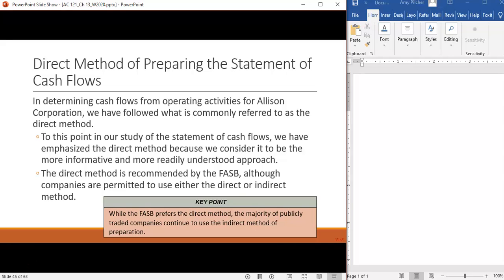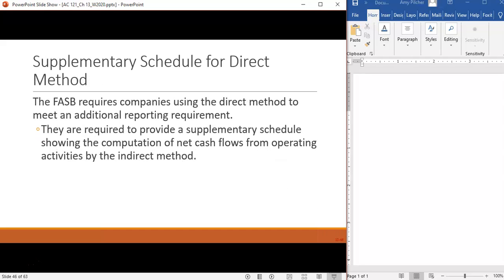That was the direct method for preparing the statement of cash flows. FASB and US GAAP allow companies to choose whether they want to use the direct or the indirect method. Government entities have to use the direct method. They don't get a choice, but publicly traded companies do. 90% of publicly traded companies use the indirect method and not the direct method. And we'll talk about how to do the indirect method in a little bit.